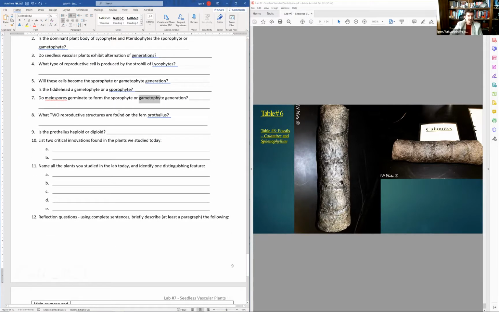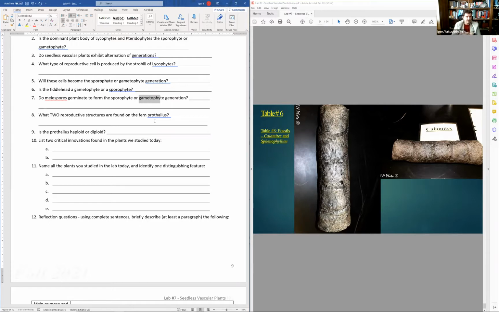What two reproductive structures would be found on the fern prothallus? Antheridia producing sperm and archegonia producing eggs. Is the prothallus haploid or diploid? The prothallus is the gametophyte. It's producing gametes through mitosis, so it has to be haploid. This leads to a critical innovation found today in plants. We talk about the vascular tissue and wind-blown spores.